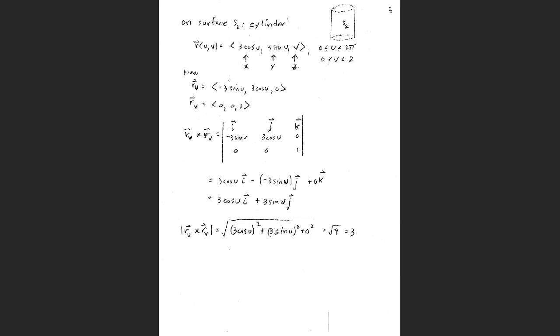So x would be 3 cosine of u, y would be 3 times the sine of u, and it's an up and down cylinder, so z will equal v, and v goes between 0 and 2. But you notice I don't put a less than or equal to here, because the cylinder does not include the top and bottom discs. It's just the cylinder part of the surface. It isn't going to matter in terms of integration, but I'm just saying.